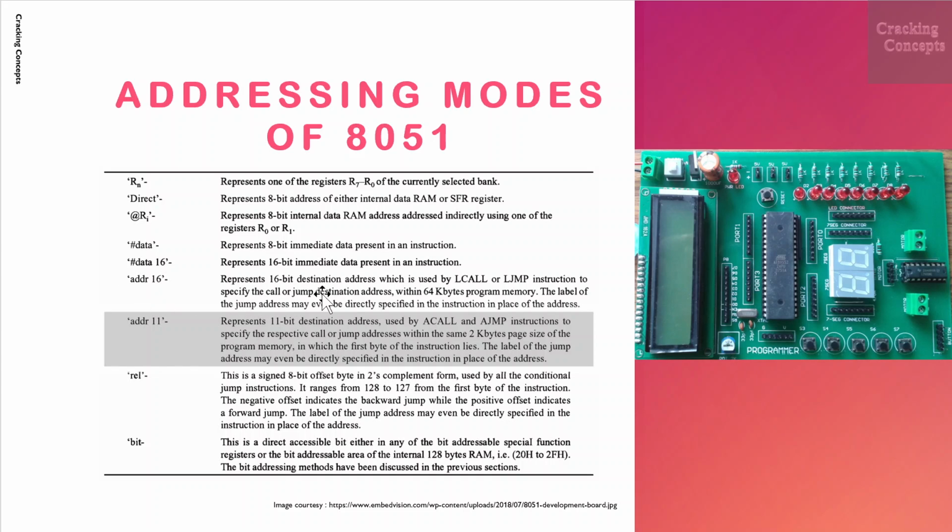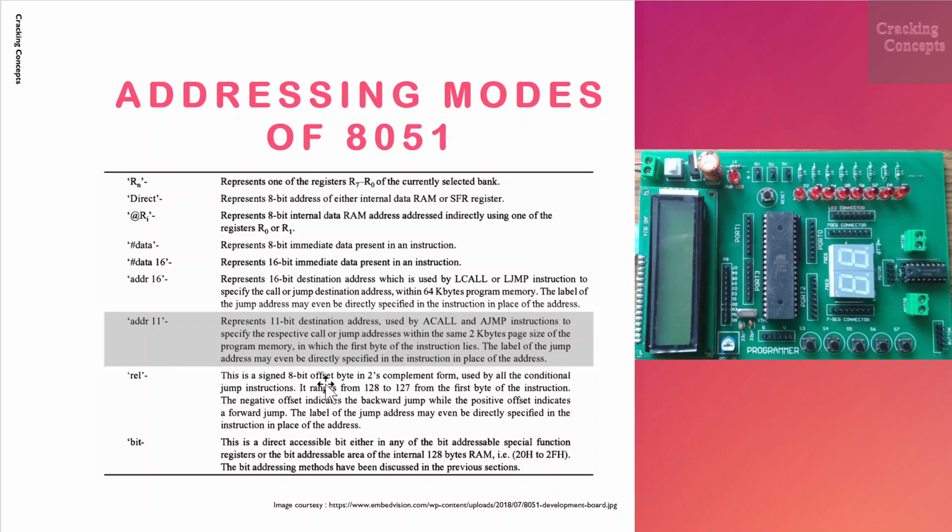Address 16 represents 16-bit destination address which is used by LCALL or long jump instruction to specify the call or jump destination address within the 64 kilobytes program memory. The label of the jump address may even be directly specified in the instruction in place of the address. Address 11 represents 11-bit destination address used by ACALL and absolute jump instructions to specify the respective call or jump addresses within the same 2 kilobytes page size of program memory in which the first byte of the instruction lies. The label of the jump address may even be directly specified in the instruction in place of the address.